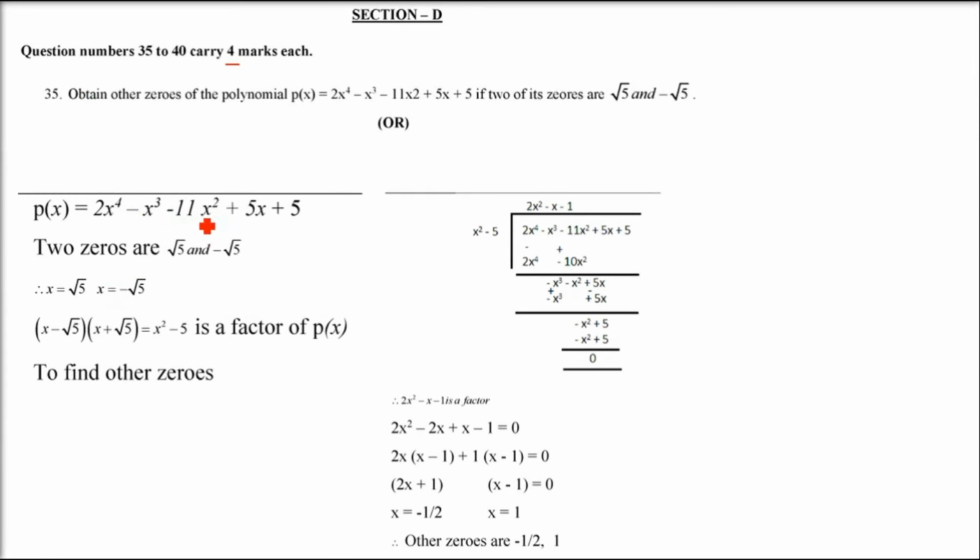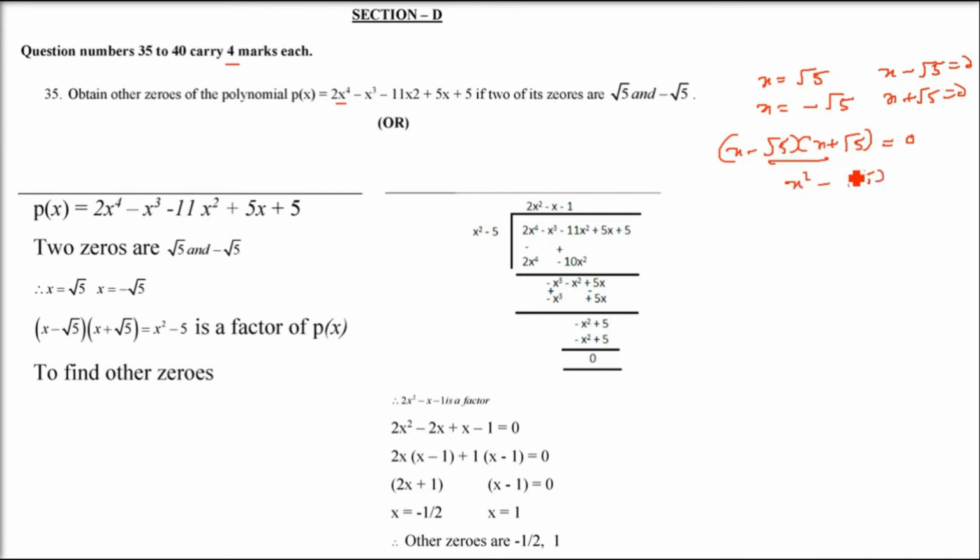Since we have 2 zeros already given, because x is a variable, x equals root 5 and x equals minus root 5 satisfy this equation. We can write it as x minus root 5 equals 0 and x plus root 5 equals 0. Now these two are the factors, so we just multiply them, and that multiplication will also be a factor of this polynomial. That is (x minus root 5)(x plus root 5). Now this will be a minus b, a plus b, so we can use the formula a square minus b square. So that will be x square minus root 5 whole square, and this is going to be x square minus 5.